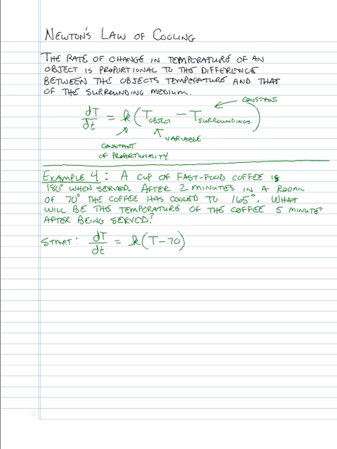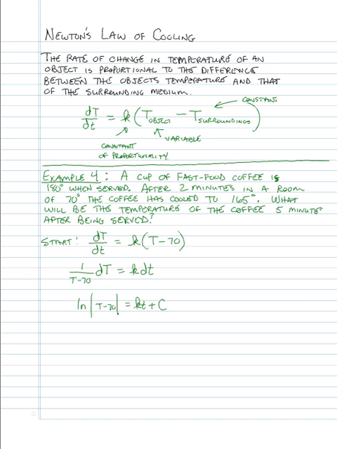So we start out by solving this differential equation, and we do it by separation of variables. Because capital T is on the right side, we're going to multiply by dt on both sides and divide by capital T minus 70 on both. So it's going to look like this: 1 over T minus 70 times dT is k times dt. Now, when we take the integral of both sides, on the left side we end up with the natural log of the absolute value of T minus 70 is equal to kt plus a constant of integration.